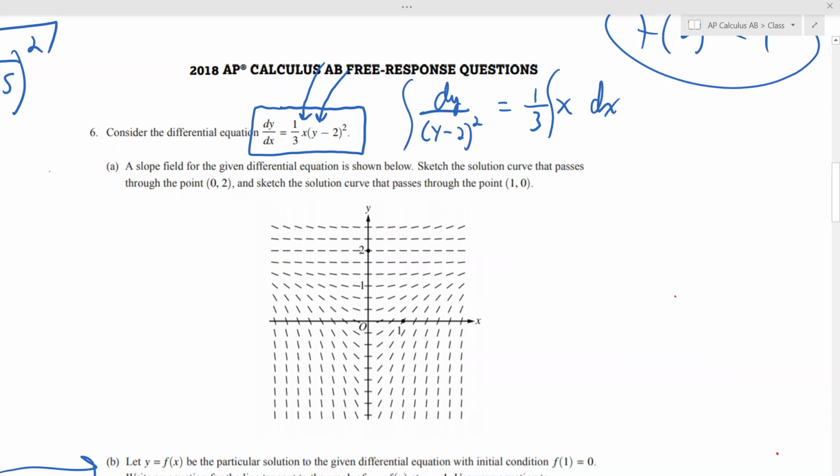Now, part A does not ask us to solve it, though. They say, hey, here's a slope field. Here's what a slope field is, okay? The derivative simply tells me the slope of a function. That's it, okay?